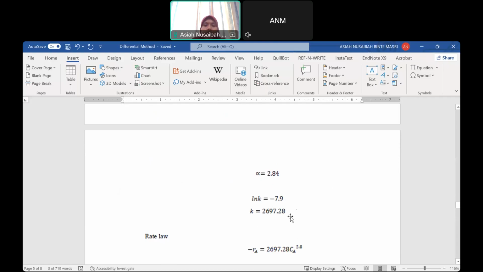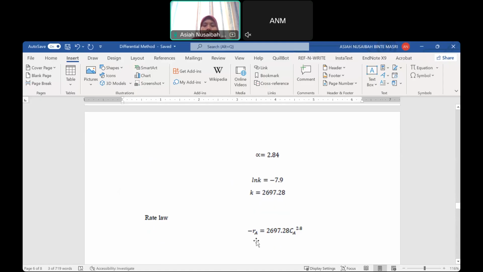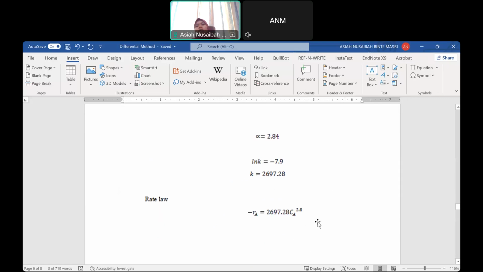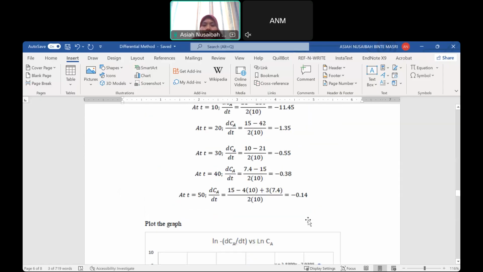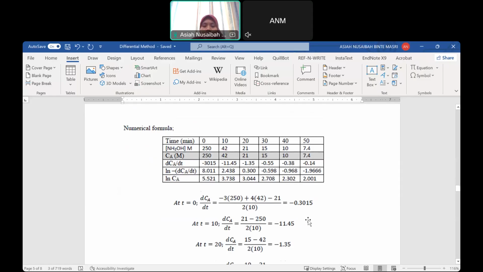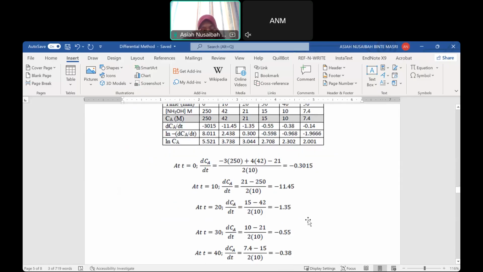2697.28. Finishing the question, they ask us to derive the rate law. You can simply put the parameters into the equation: minus rA equals k, 2697.28, CA to the power alpha, 2.84. Now you have already answered the question. It's as simple as that. As long as you know how to apply the equation, then basically it's very easy to solve.